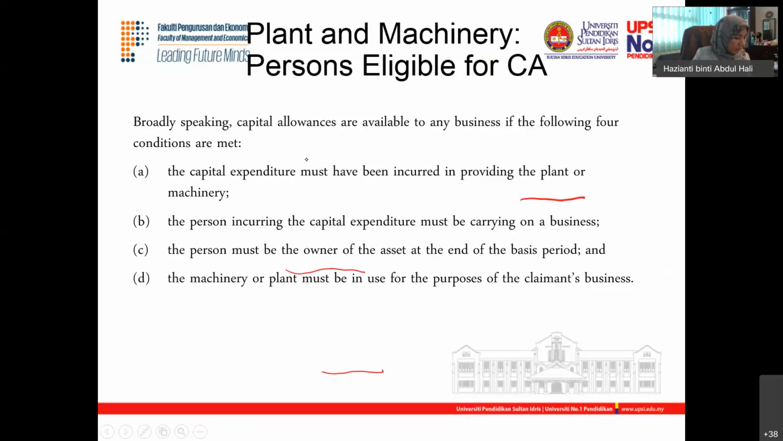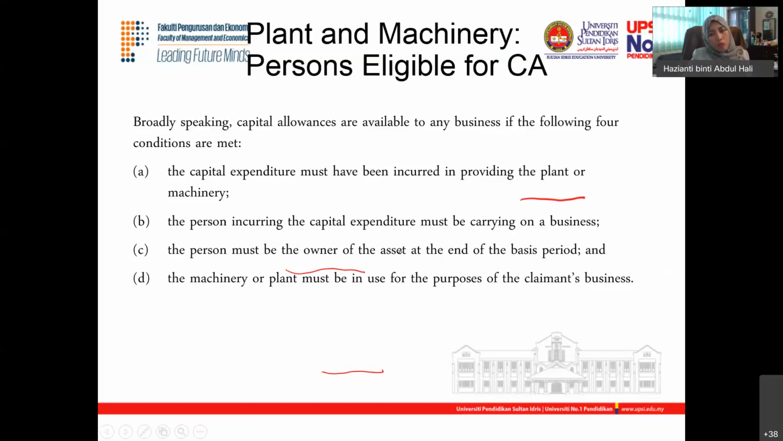Number 1, must have been incurred in providing the plant and machinery. Dia mesti bayar lah, they incur the expenditure. The person incurring must be carrying on a business. Tak ada business, beli machinery, lepas tu nak claim capital allowance, tak boleh, mesti ada business.